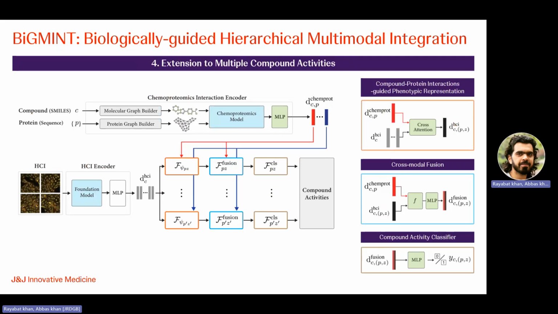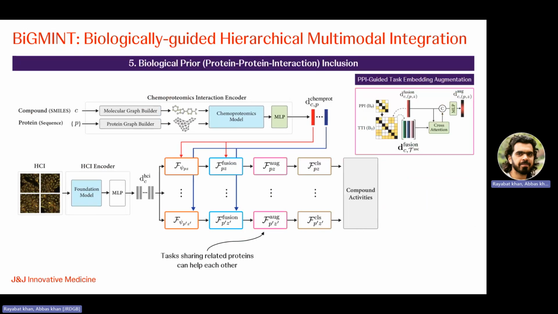Fourth, we scale this to multiple activity tasks at once using multitask learning. Rather than training independent models for each task, we share representations across tasks. So a compound's behavior on one protein can inform predictions on related ones.